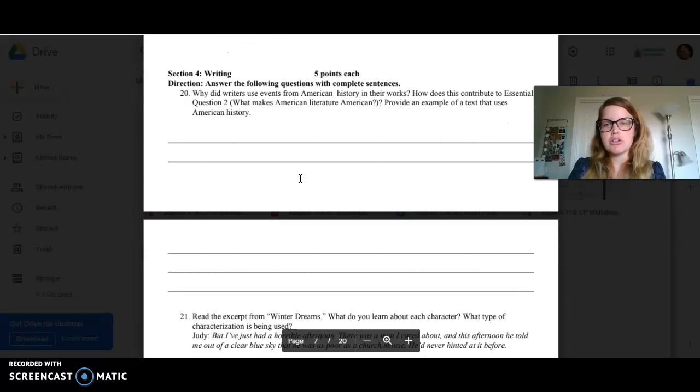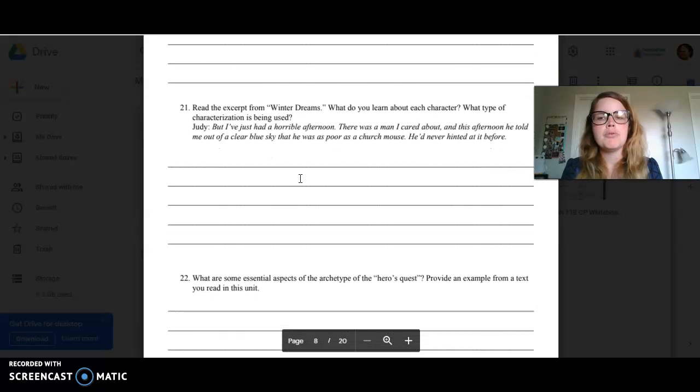5 points each for the writing section, so you just have to answer these questions with complete sentences. Why did writers use events from American history in their works? How does this contribute to the essential question 2, what makes American literature American? Provide an example of a text that uses American history. So look back on the things that you've read, right?